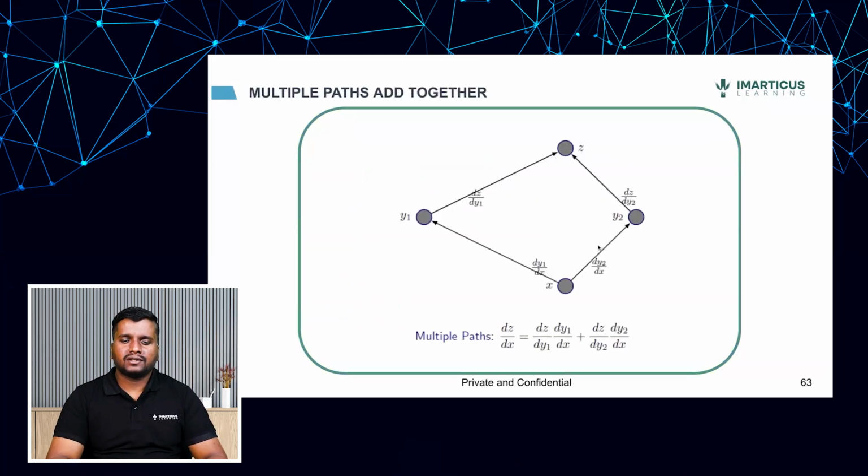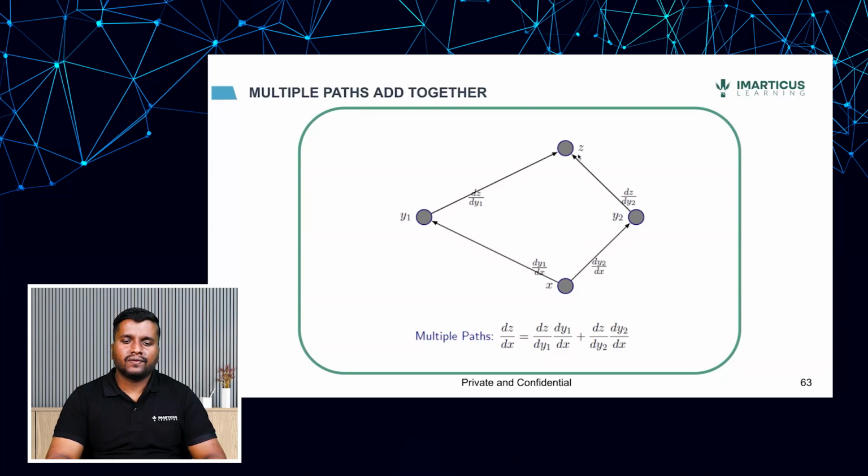Now let us assume that we have multiple paths for our data or the data nodes. So we have x, then y1 and y2, then we have z. If I want to differentiate z with respect to x, directly it is not possible, because z is in combination with y1 and y2 directly, but not with x. Also, z cannot be differentiated with respect to y1 or y2 directly, because z comes from y1 and y2.